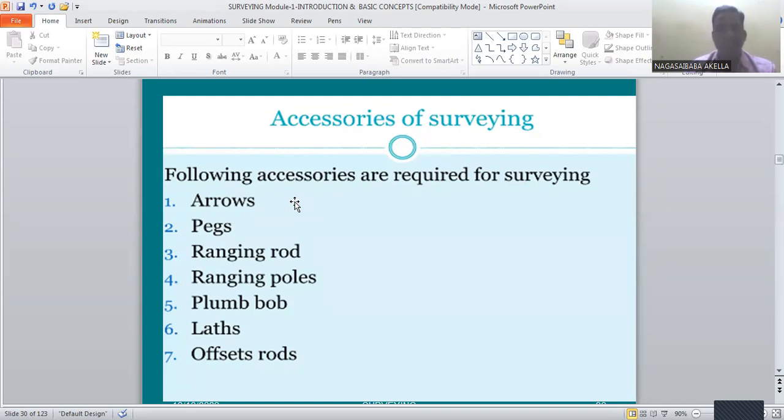So this is the surveying subject, module 1, introduction and the basic concepts. In the same module, next topic is chain surveying. That means horizontal measurements. And the third topic is measurement of directions. Measurement of direction, that is compass surveying. That will be discussed in the next videos.